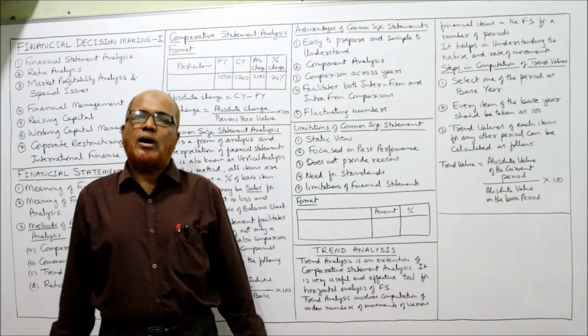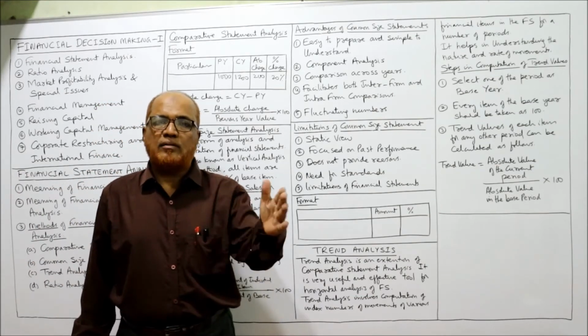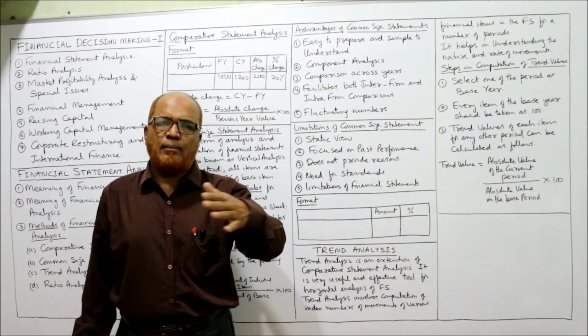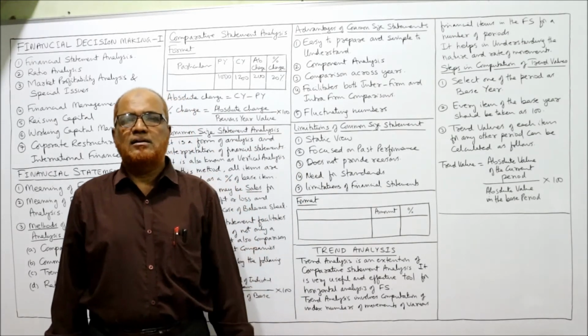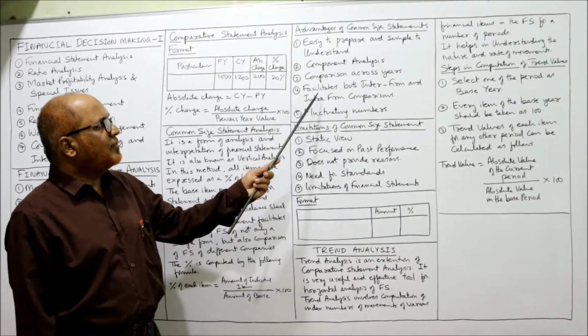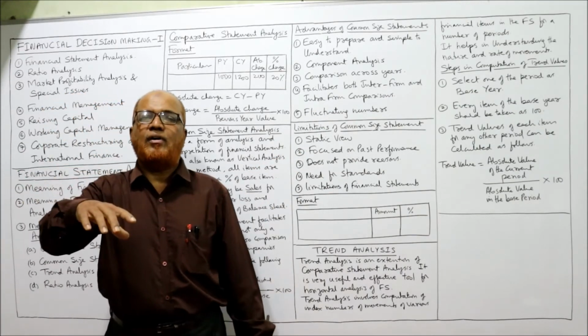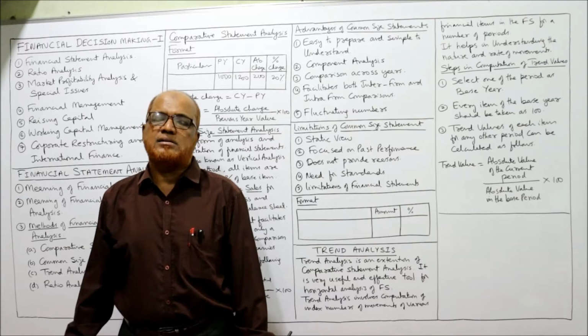Thirdly, comparison across years. We can compare a number of years, not only 2 years, but a number of years we can compare by making common size statement analysis. Next one, it facilitates both inter-firm and intra-firm comparison.